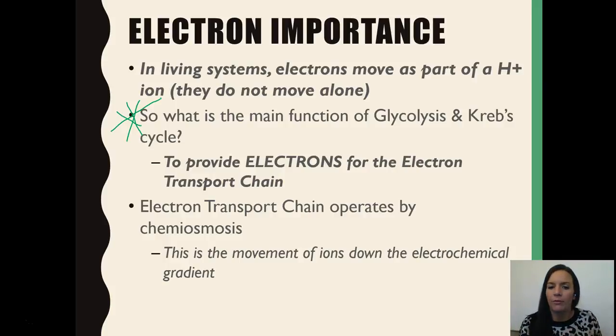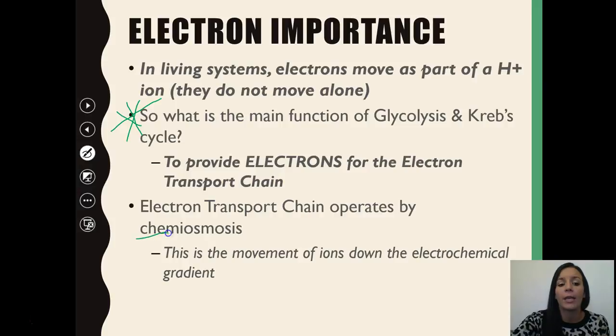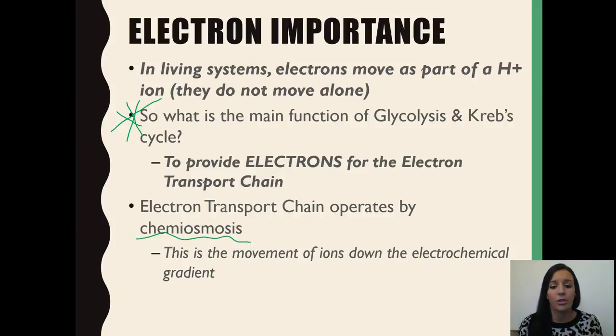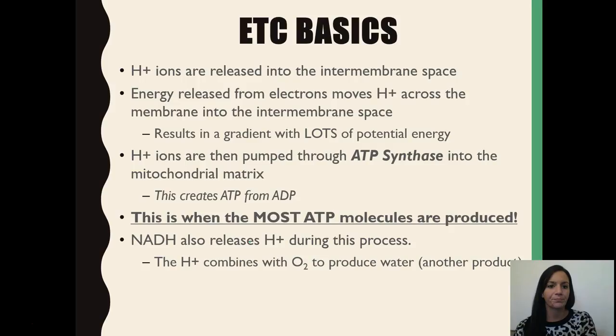So why do we even care about the electron transport chain? Well, so far we've only made 4 ATP, and that's not enough to do your body's life processes. The electron transport chain is where we make all of the ATP that we need to actually make this worthwhile. This chain operates by a process called chemiosmosis, which is simply the movement of ions down the electrochemical gradient. Now, osmosis, we've talked about, is the movement of water down the gradient. So this is the movement of ions.